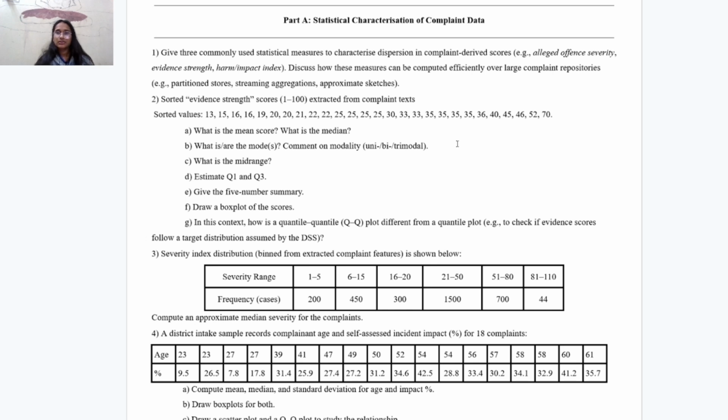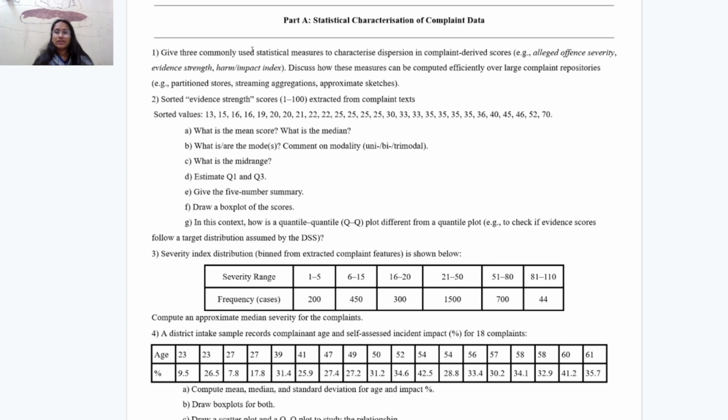Today we are going to solve a very interesting data science statistics question paper based on data characterization, descriptive statistics and visualization techniques. So this contains 4 questions and I will explain each question step by step. Here is question number one. Give 3 commonly used statistical measures to characterize dispersion in complaint derived scores, and discuss how these measures can be computed efficiently over large complaints repositories.